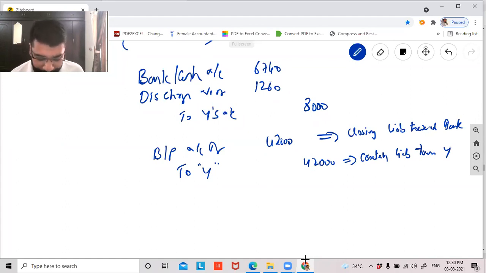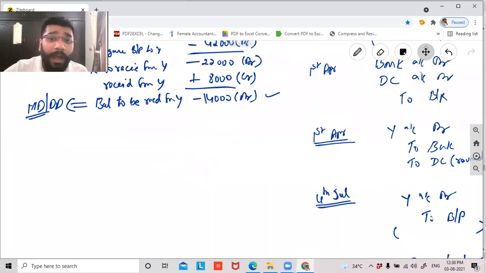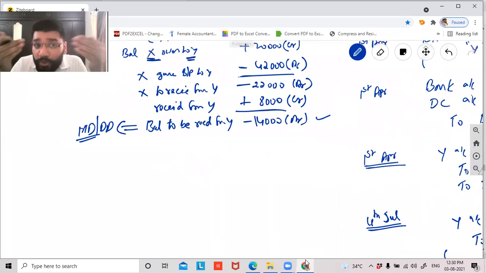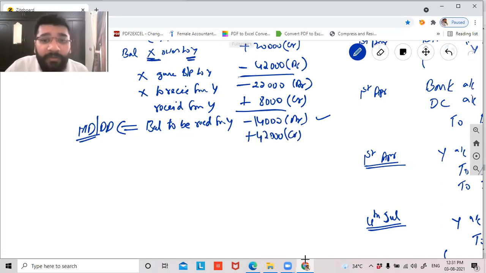Tell me guys, yes or no? Yes, sir. So far in X's ledger, it so happened that X was supposed to receive 14,000 from Y. Now suddenly from Y's pocket 42,000 is gone. Now Y is coming to recover this money from us. We have to pay this money. We are giving a credit balance to Y. We are creating a credit balance to Y.